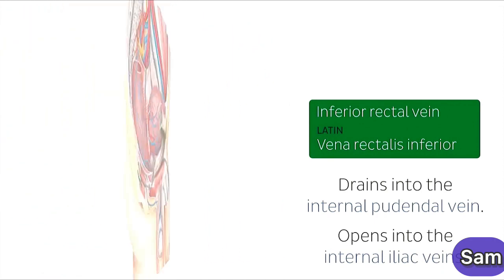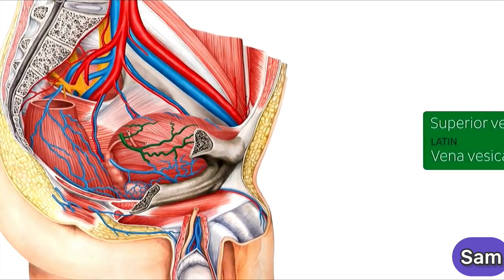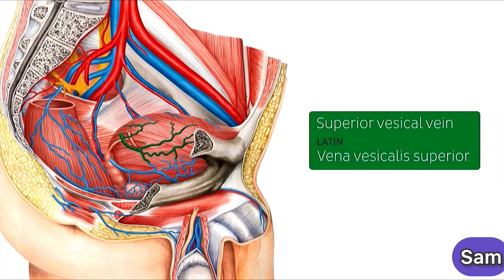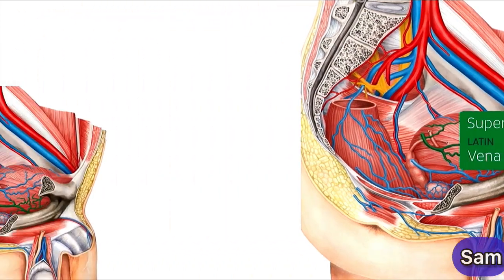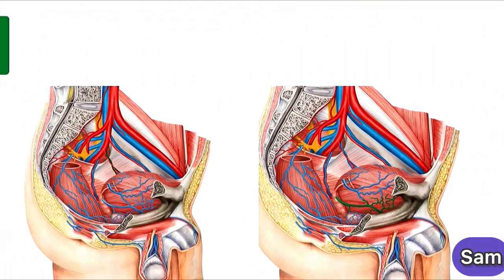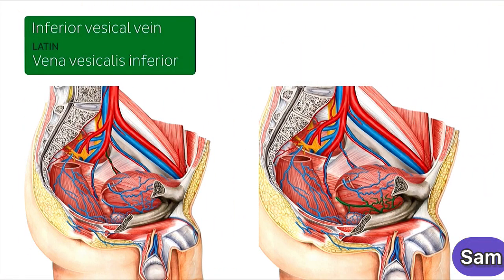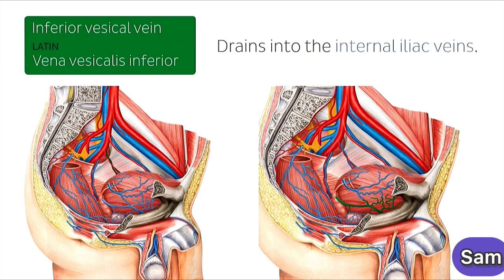Next, we're going to be highlighting here the superior vesical veins. They drain the upper and middle portion of the urinary bladder into the internal iliac veins. Next, we're going to see here now the inferior vesical veins. On this image, you see the left one, while on this image, then you see the right one. The inferior vesical veins open or drain into the internal iliac veins.